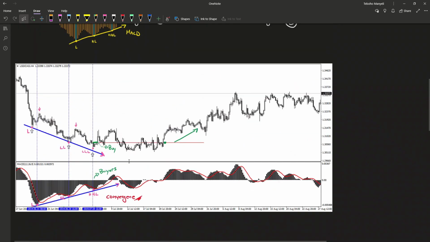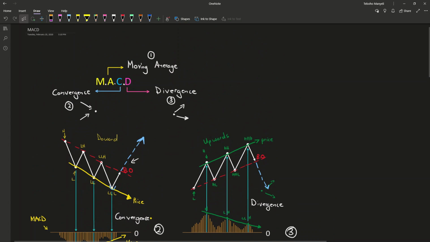Okay, so those are the three ways. We looked at the moving average, tick, we looked at convergence, we looked at how divergence can also work for you.